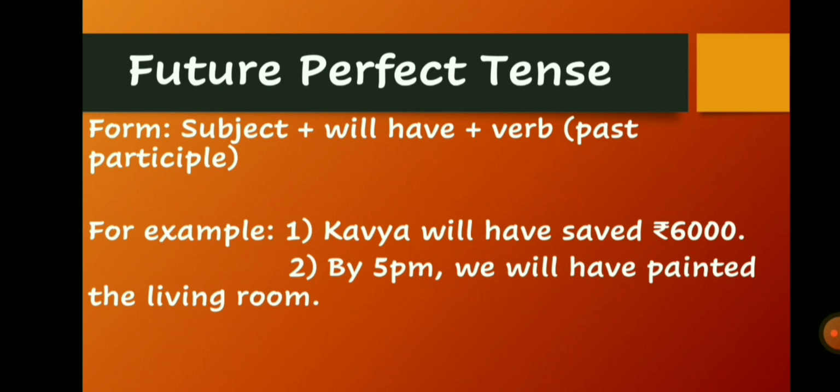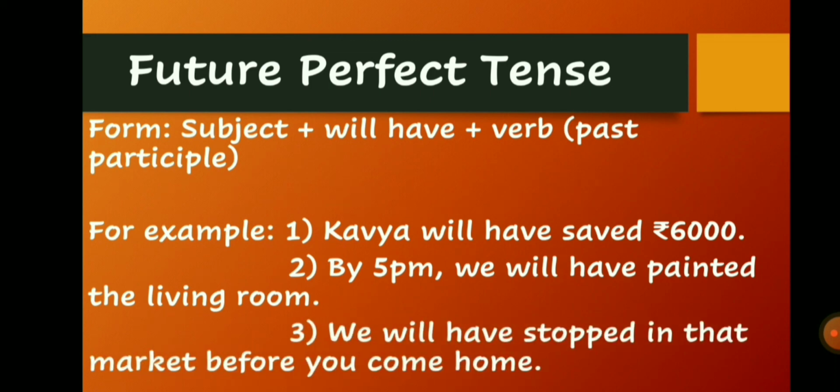So in this we can see that we is a subject, will have painted the living room is an action which will be completed in the future. Will have painted shows the future perfect tense. And the third one is we will have stopped in that market before you come home.